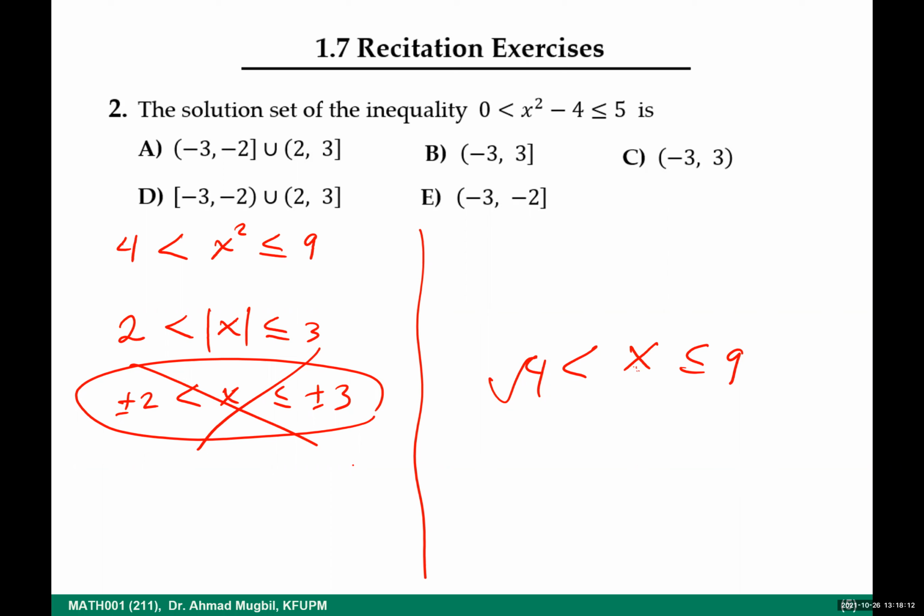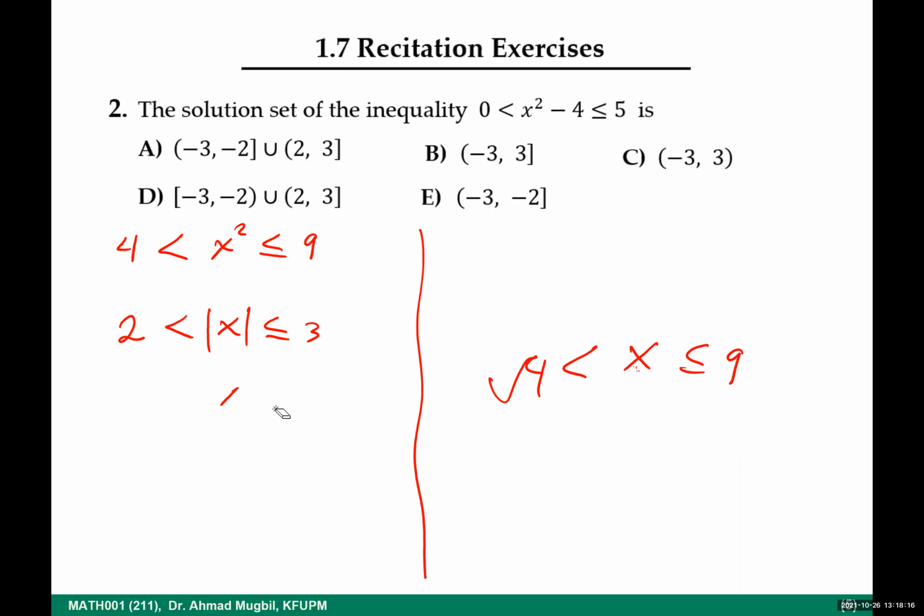Please avoid doing this. What should we do? Separate it and solve. So in fact, this can be solved like this. The absolute value of x is less than or equal to 3, and not or, the absolute value of x is greater than 2. These are now two inequalities, and they are easy to solve.